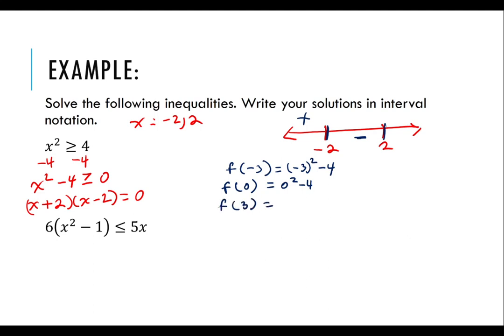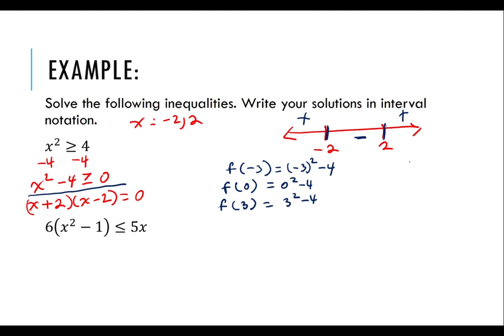But f of 3 is going to be 3 squared minus 4, which is again positive. Notice now that we're looking for the values where the function is bigger than or equal to 0. So where is this thing bigger than or equal to 0? Well, we already figured out that x is equal to 0 at negative 2 and 2. So that means that these endpoints will be included. They will have a bracket on them. But we need the parts that are above 0, or the positive values.